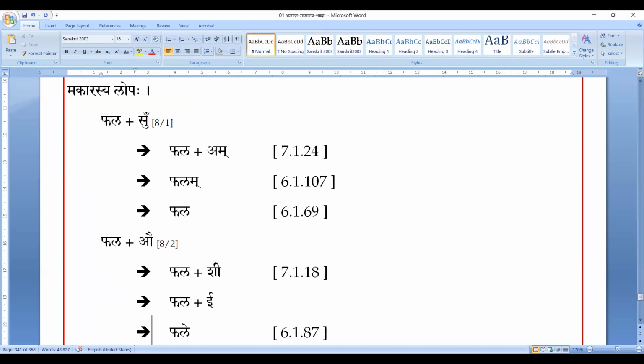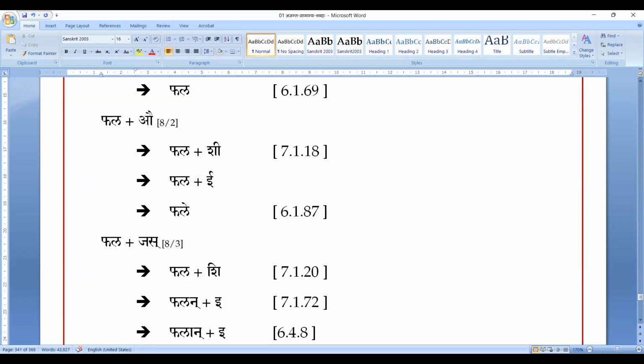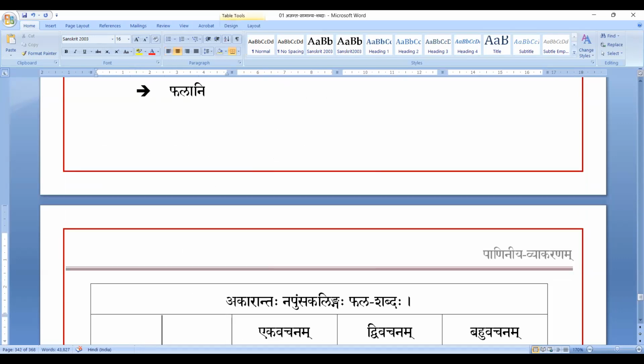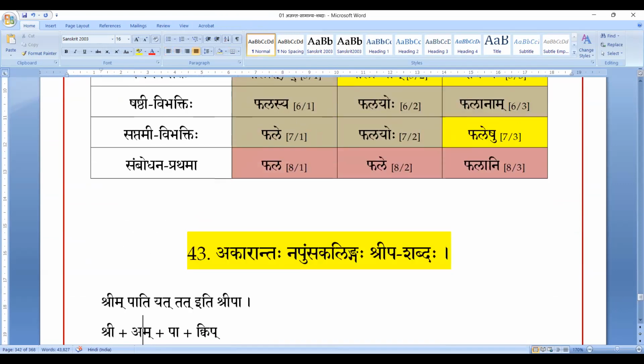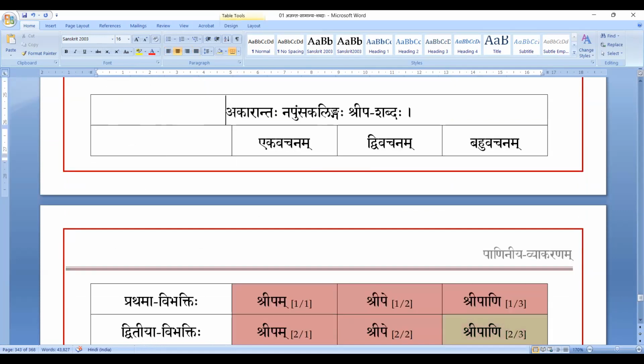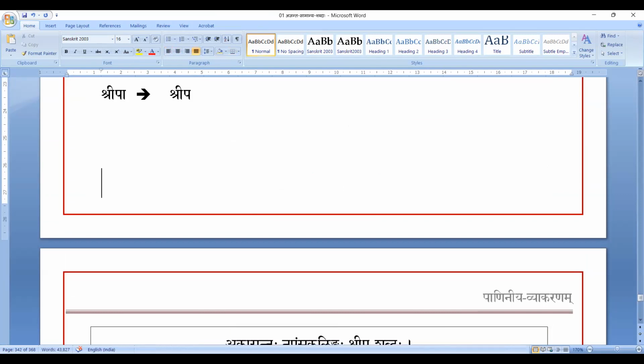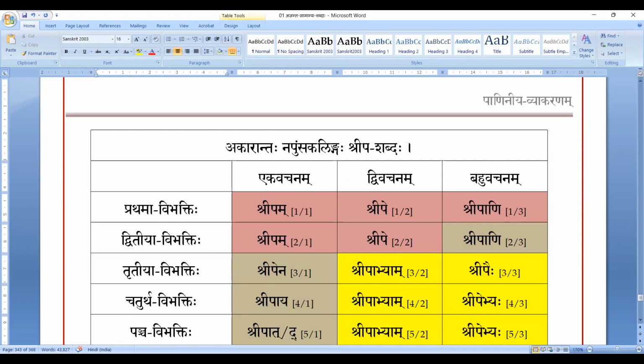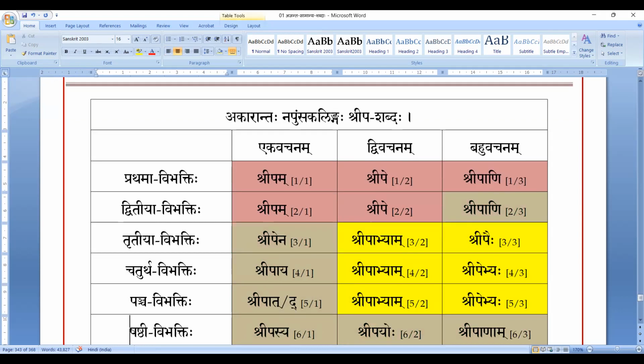Okay. Then Pala plus, same as 1, 2 and 2, 3. So Akaranta Napumsakalinga Shabda. Then Shripa. Shripa also we have seen. Shrim Pati, Siti Shripa. So Shripa is Akaranta, but Napumsakalinga Shabda we are doing. So Rasvaha Napumsake Padipadikasya. By that Rasvadesha becomes Shripa. Once it becomes Shripa, it is like Pala Shabda. So like Pada Shabda we can do. This Shabda also we mentioned in the beginning, under some sutra. I think Echaha Rasvadeshi only before. So Shripa Shabda: Shripam, Shripe, Shripani.